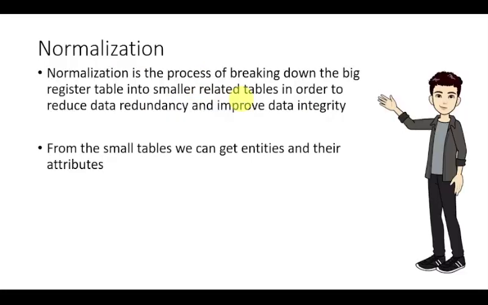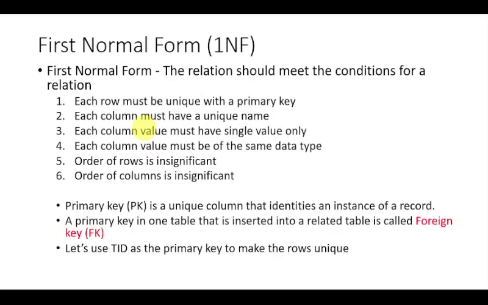Now normalization. What is normalization? Normalization is the process of breaking down the big register table into smaller related tables in order to reduce data redundancy and improve data integrity. I had told you that the main essence of a database is for us to build software that will increase data integrity and reduce data redundancy. We don't want people to type in or write more things as if we are working with Excel, and keep repeating things over and over again. We are not working with a spreadsheet here, we are working with a database. So from the small tables, we can get entities and their attributes.